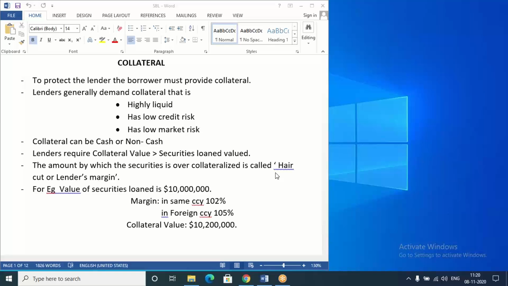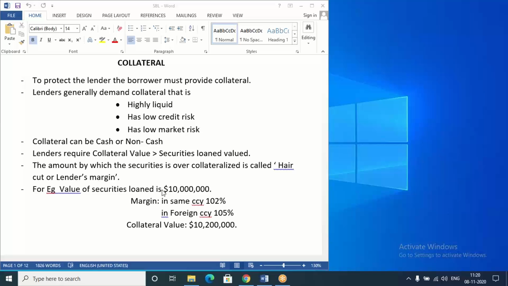lender's margin, usually followed predominantly in the SBL market, applies if you're providing collateral in the same currency. So, for example, if you borrowed securities denominated in dollars, then usually the haircut or lender's margin is 2%. We denote it as 102, but what it means is 2%. So I've given an example.